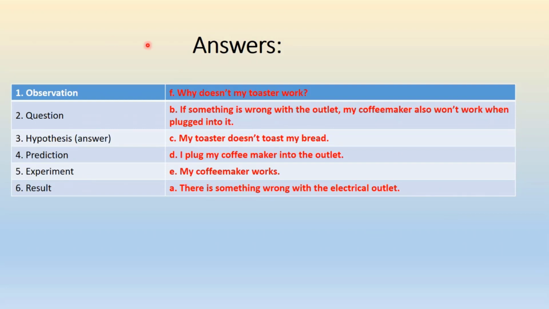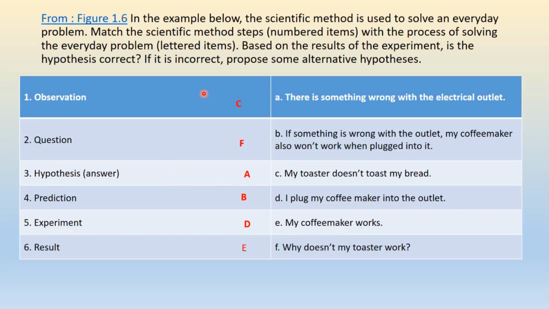this is a question, right? It's still a part of a question. Part of the question also indicated that, actually I should put it as a question. It says in the example below, the scientific method is used to solve an everyday problem. Match the scientific method steps with the process of solving the everyday problem.